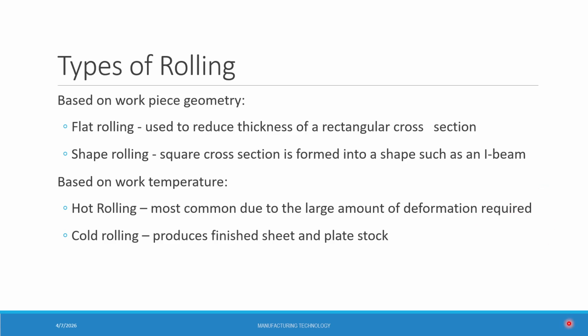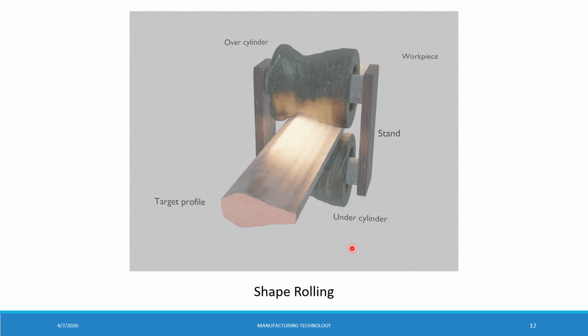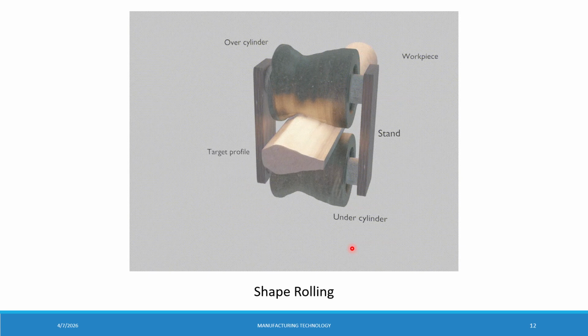But at the same time, there are processes which do rolling at cold temperatures. Cold rolling is used especially to produce finished sheet and plate stock. I'll let you know about these two concepts in a little more depth in the further slides. Now coming down, I want everyone to understand that with shape rolling, you can create whatever shapes you want, of whatever length your customer requires or you require to produce in your company.